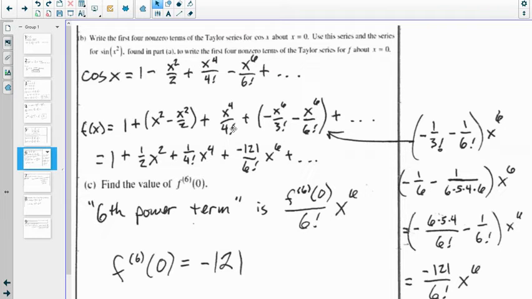This was the only x to the fourth term. And then this one came from the sine of x squared term. That must have been the third term of that one. Or maybe it was just the second. Well, either way, we got that one from the previous, and then minus x cubed over 6 factorial from cosine of x.